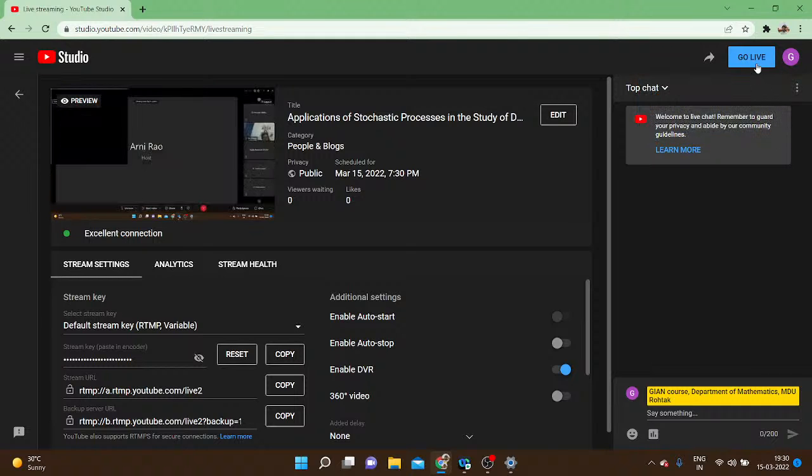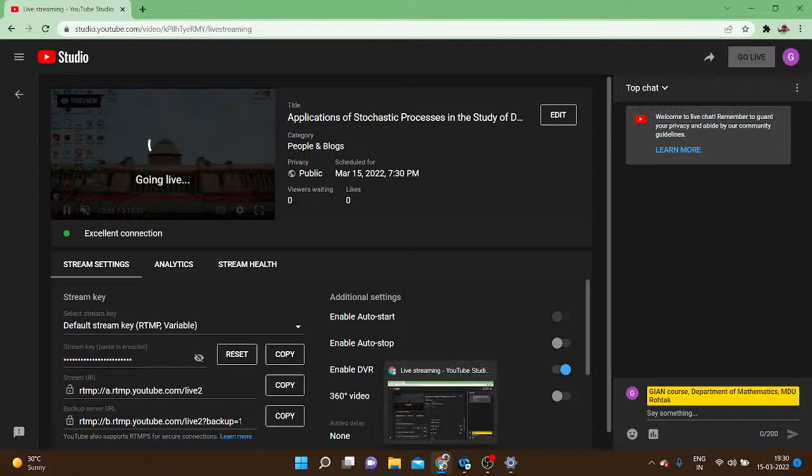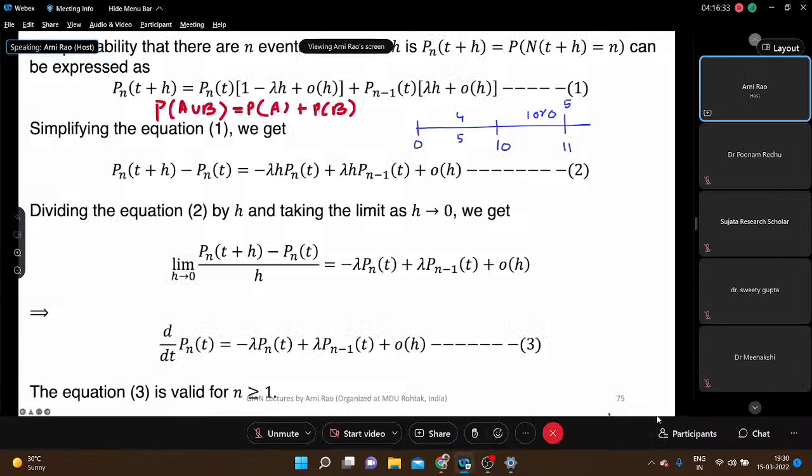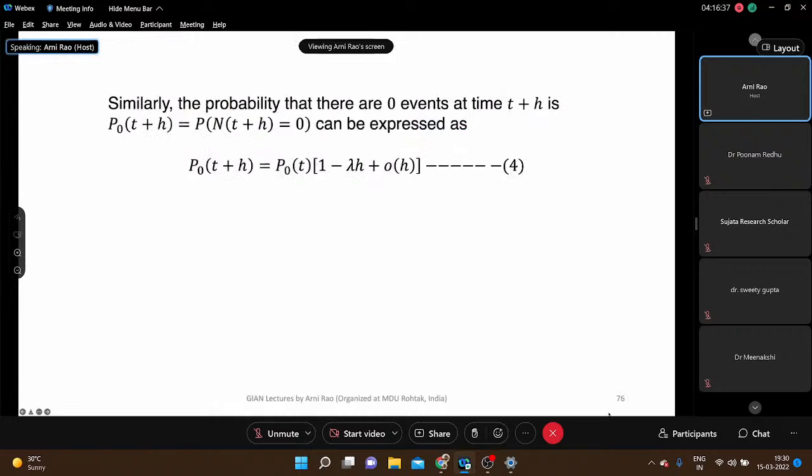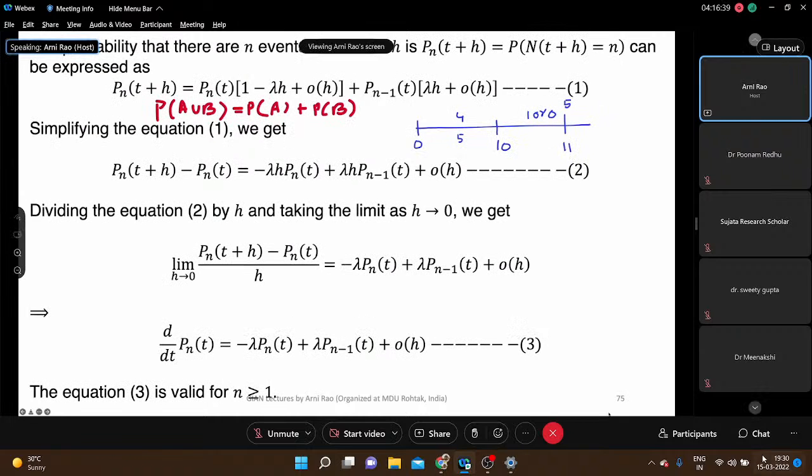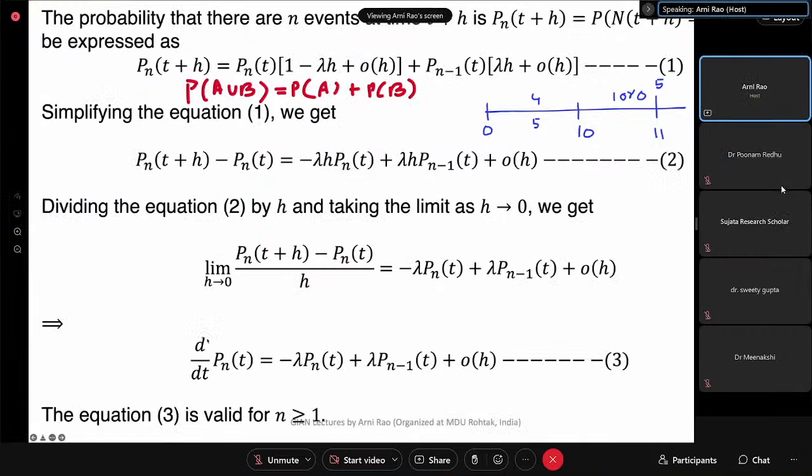So in equation 3, as you saw here, what remains is for all values n greater than or equal to 0; the other term is neglected. For more than one event, for each n value for this p, this is valid for n greater than or equal to 1. That means this is true for d by dt p1(t), d by dt p2(t), d by dt p3(t), and so on.